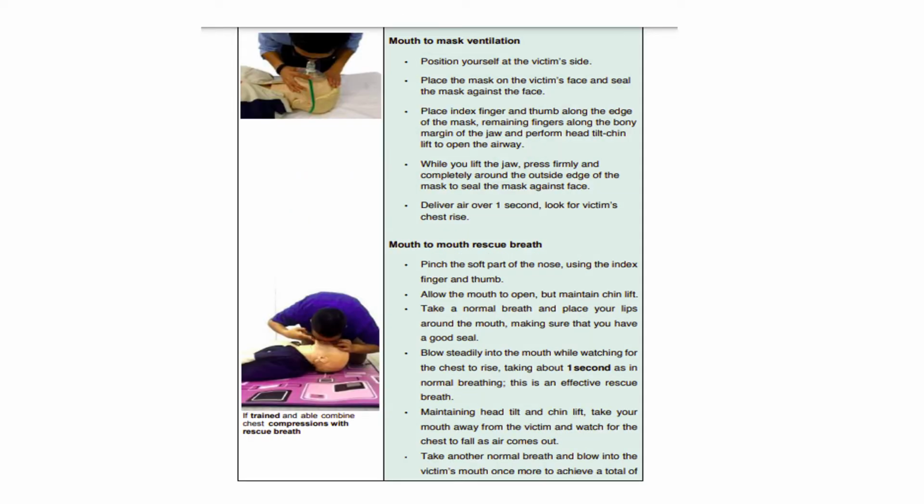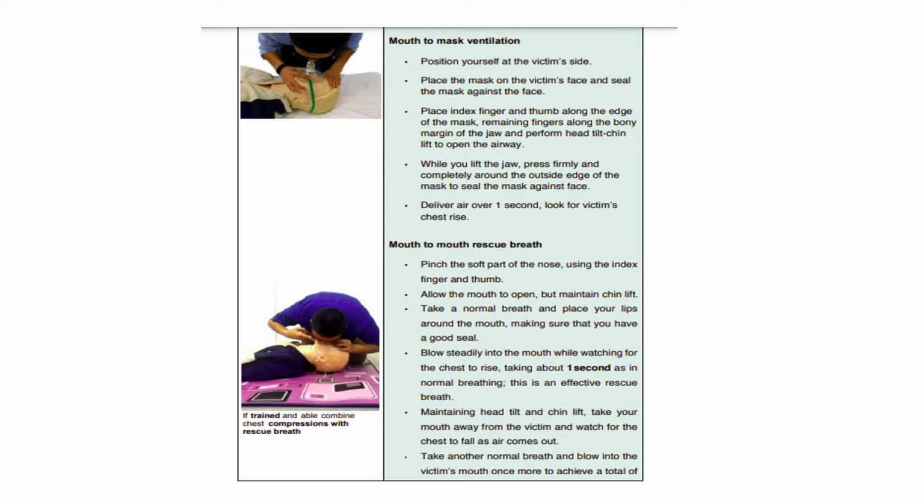If we are doing mouth to mouth rescue breath, pinch the soft part of the nose using the index finger and thumb, and then allow the mouth to open but maintain the chin lift. Take a normal breath and place your lips around the mouth, making sure that you have a good seal. Then blow steadily into the mouth while watching for the chest to rise, taking about 1 second as in normal breathing. This is an effective rescue breath.